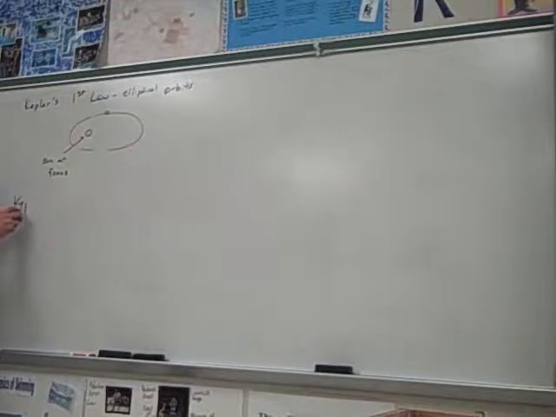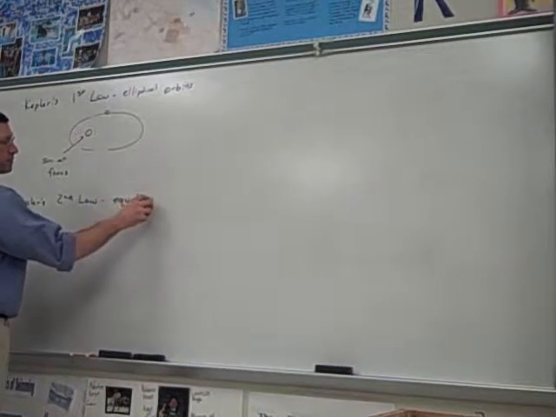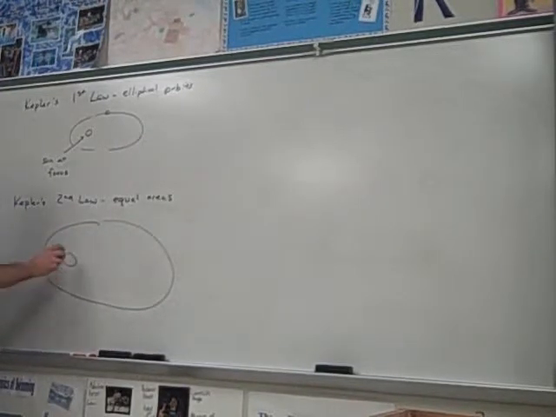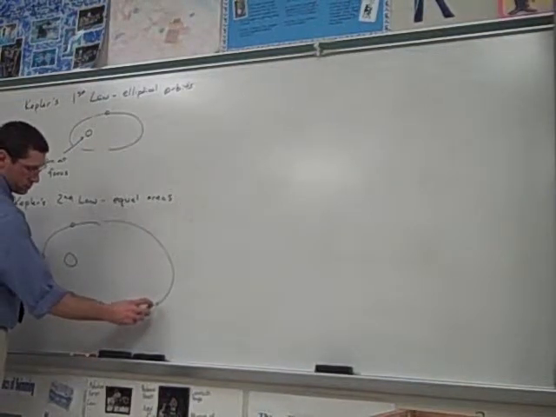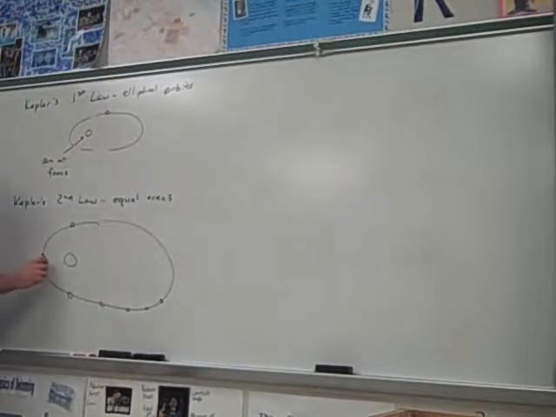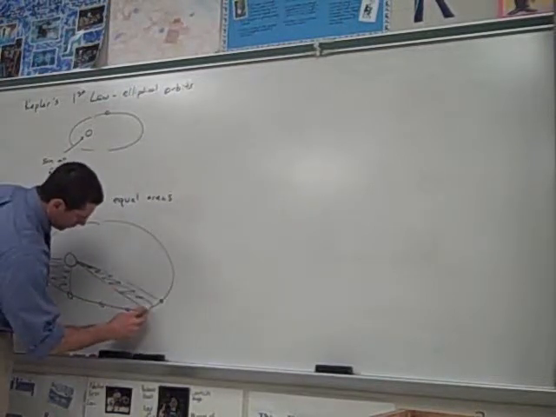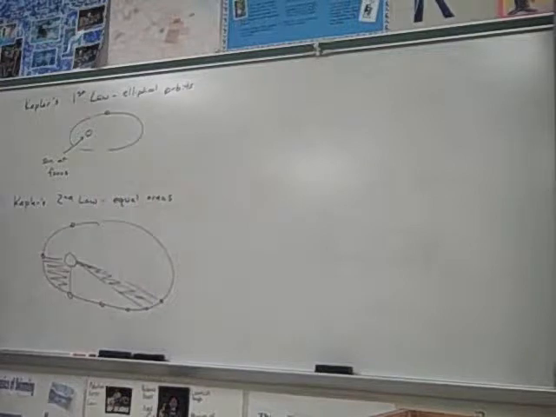Kepler's second law. An imaginary line from the sun to the planet sweeps out equal areas in equal time. So we're dealing with equal areas. If I draw the orbit again, with the focus and then the planet, it goes around, and we would see that this imaginary line sweeps out an area equal to the area between these two imaginary lines, and all such areas are equal. That's the law of equal areas.